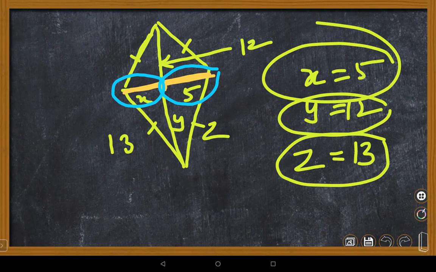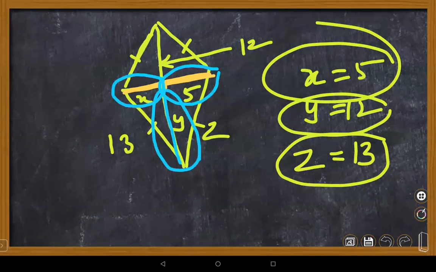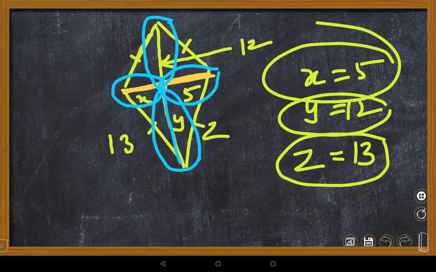The same way, this is the y value. This diagonal divides into two equal regions. So y and 12 both are dividing equally. So y equals 12, right?